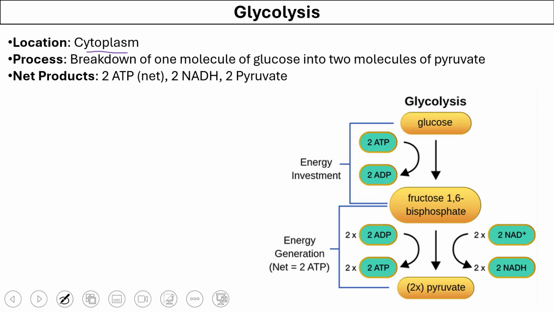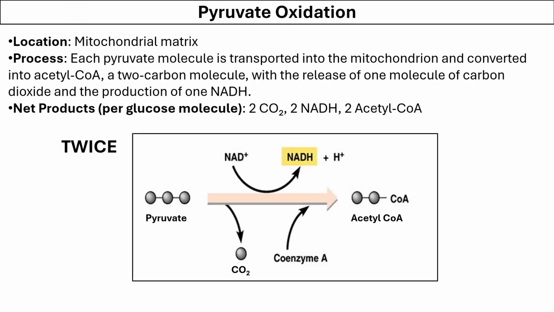Glycolysis occurs in the cytoplasm. This is the step where glucose is broken down into 2 molecules of pyruvate. In the first step, 2 ATP molecules are used. In the second step, 4 ATP molecules are generated. Therefore, the net gain in ATP is 2 molecules. In this process, we also generate 2 molecules of NADH, and the end product of this reaction is 2 molecules of pyruvate. This pyruvate then enters the mitochondrial matrix.